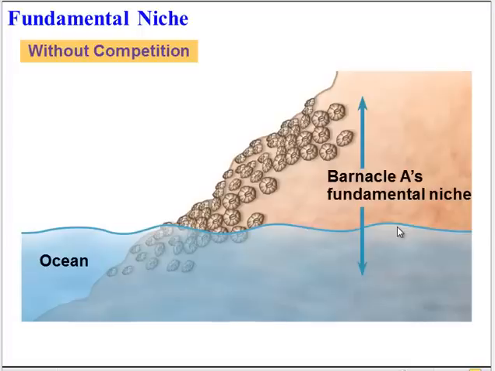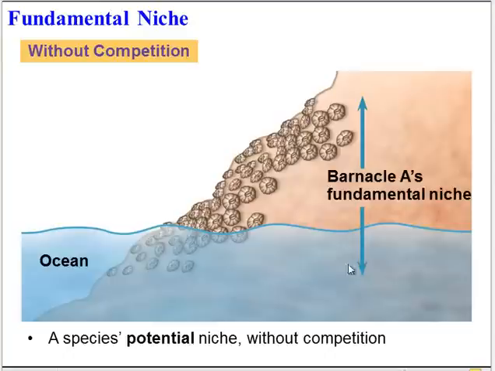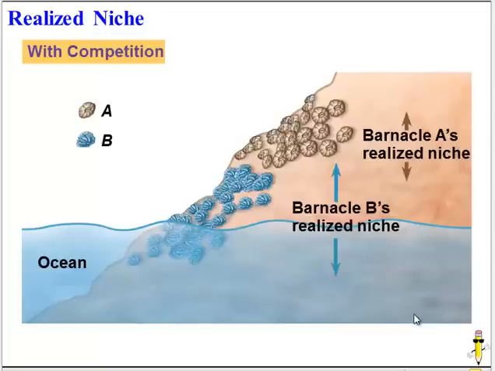A fundamental niche is shown here. Here we've got a barnacle, and there is no competition. So it can live both above the ocean and below the ocean. So this is its potential niche without competition. But in reality, this barnacle is going to have a realized niche, because in reality, there's going to be other species, such as barnacle B, competing with it.